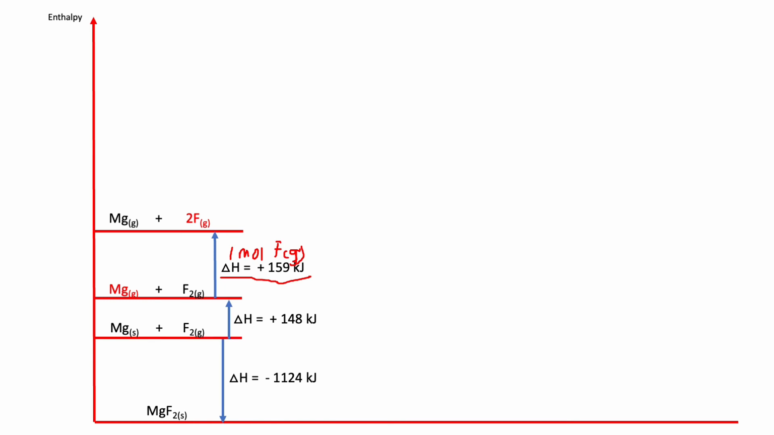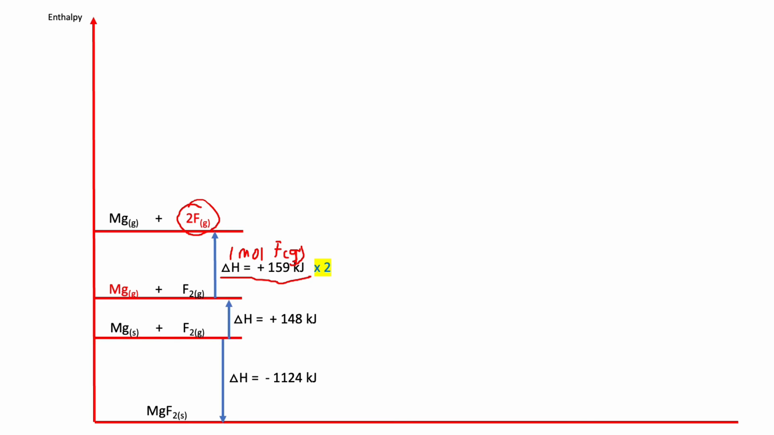However, if you look here, you have 2 moles of fluorine gaseous atom. But the value given to you here is for 1 mole. So what you have to do? You have to times the value by 2. Because at this time, you are producing 2 moles of fluorine gaseous atom.